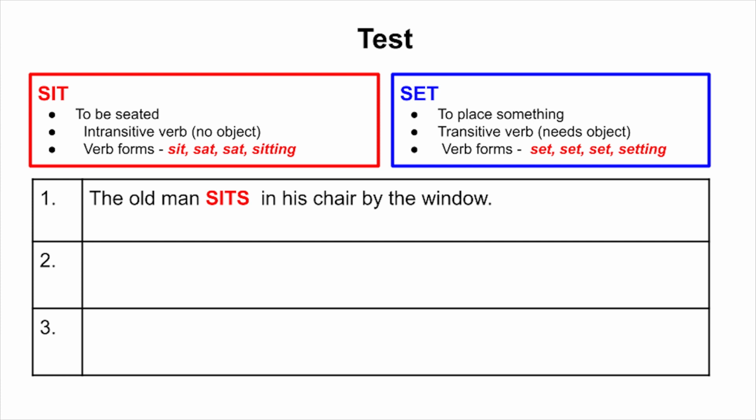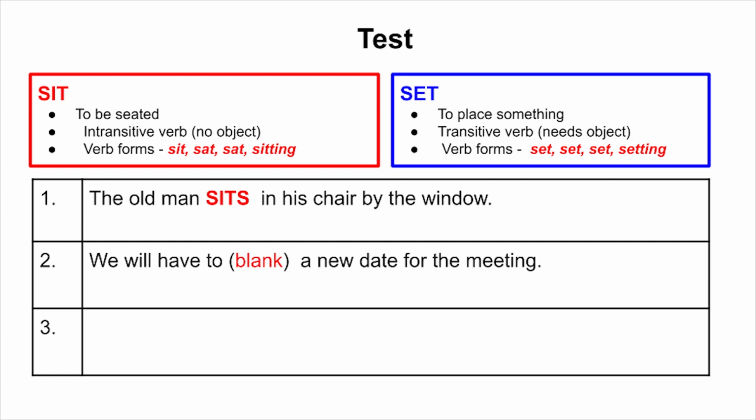Our second sentence is, we will have to blank a new date for the meeting. Does this sentence have an object? Yes, it does. A new date is the object. We could also ask, we will have to sit what? If we asked that question, we wouldn't have an answer because we cannot sit something. But if we asked, set what? Our answer would be a new date.